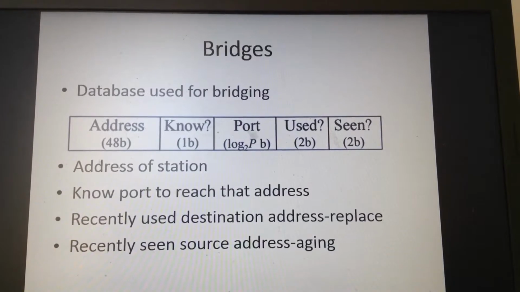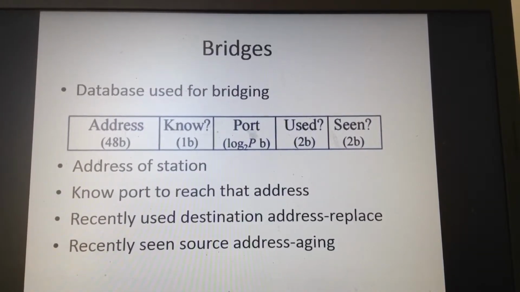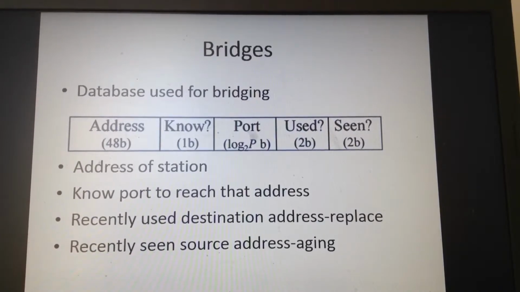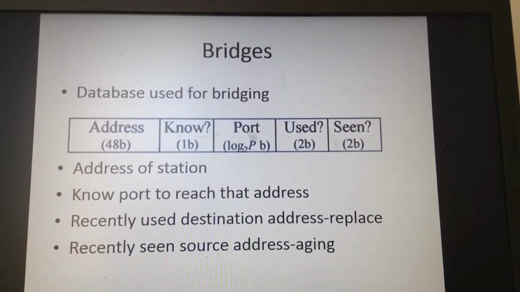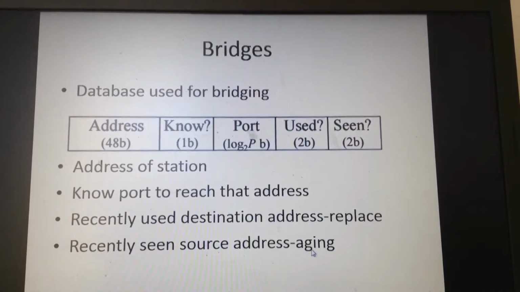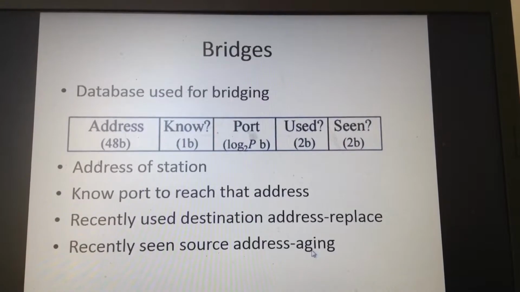Whenever an address in the database is matched to a source address, it will delete the least recently observed source addresses or set the recently seen flag. So that's the meaning of seen and aging, and the standard aging period is 5 minutes.